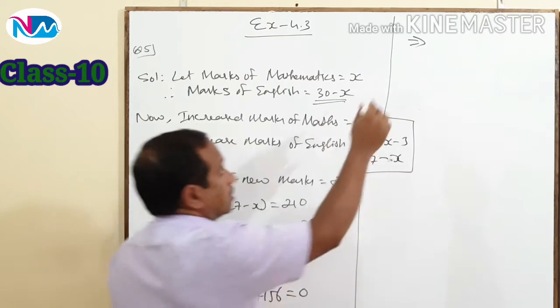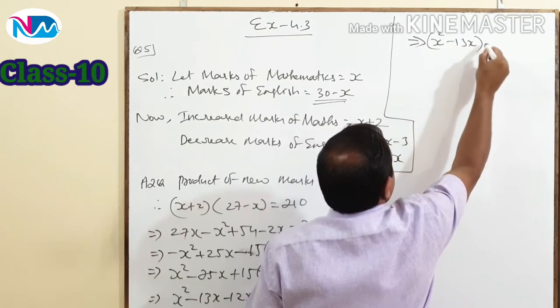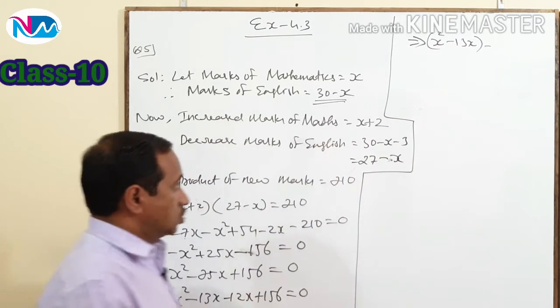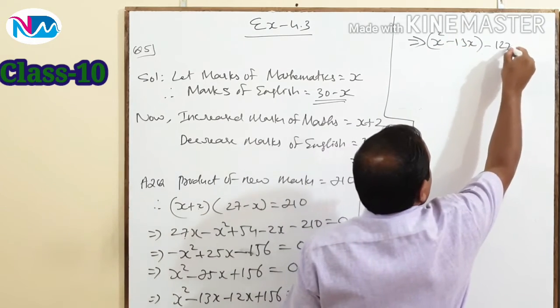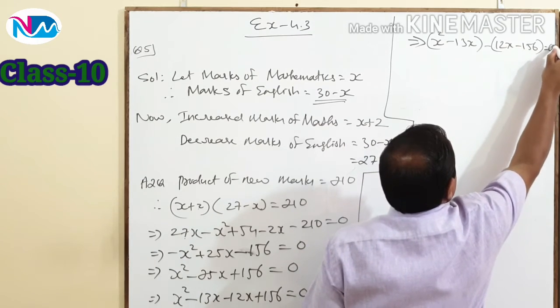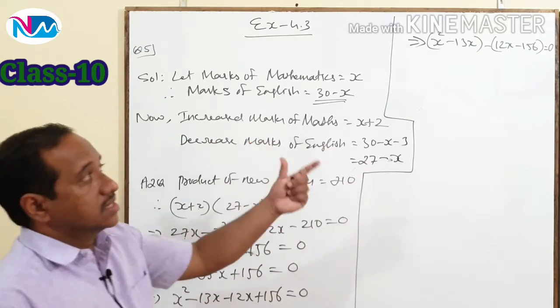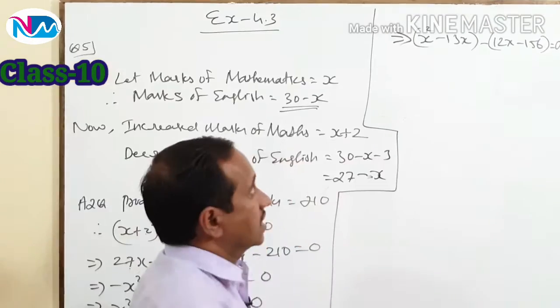next is grouping, x square minus 13x minus 12x minus 156 is equal to 0. Here the sign will change as the bracket is given after the negative sign.